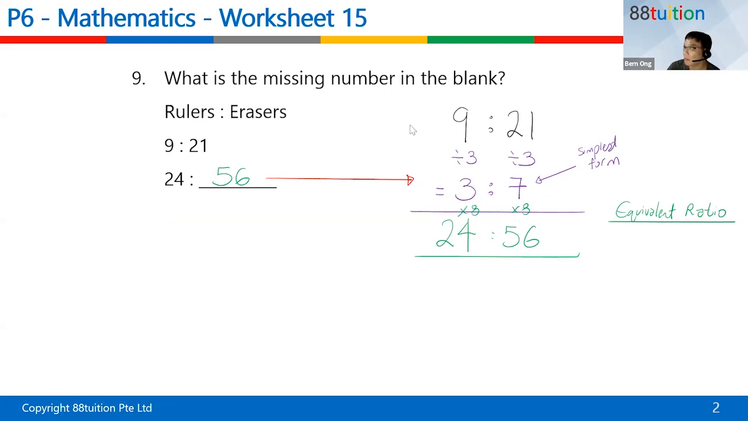So for ratio and fraction, always try to make it to the lowest term first before you push up or push down. Okay, question 9 is done. Next is question 10. This is from worksheet 15, children. Let's look at question 10.